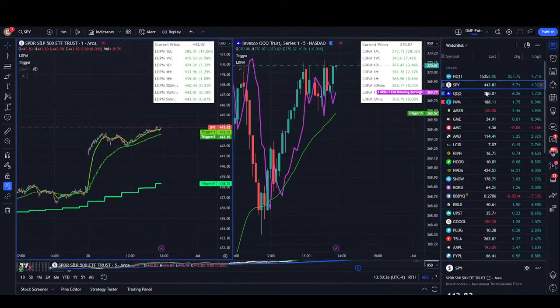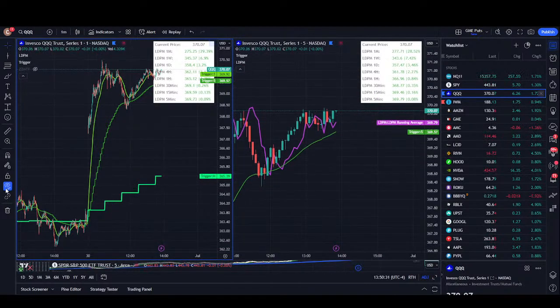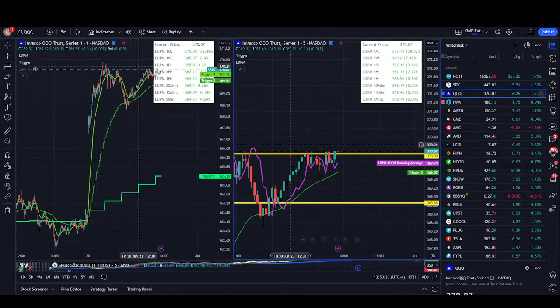I think I'm going to take a live trade right now, by the way. If QQQ in 10 minutes closes above 370, then... Oh, I don't even have the next level above.